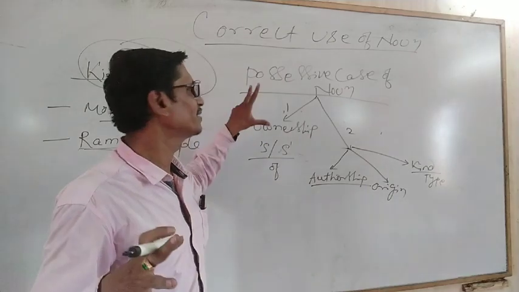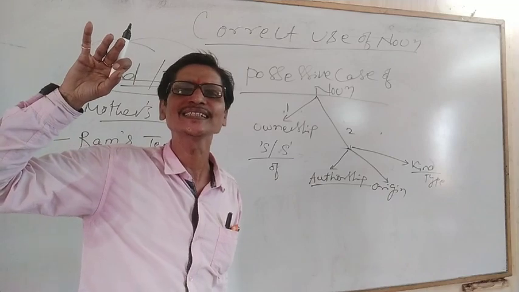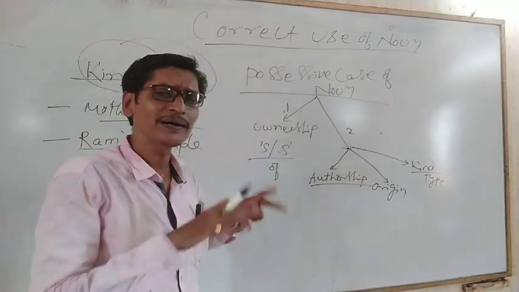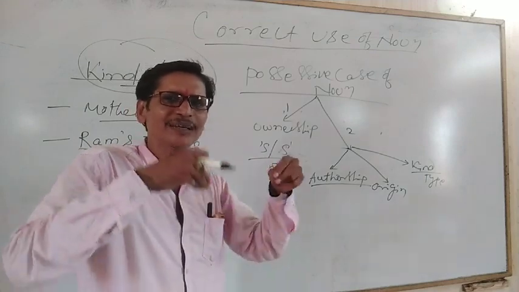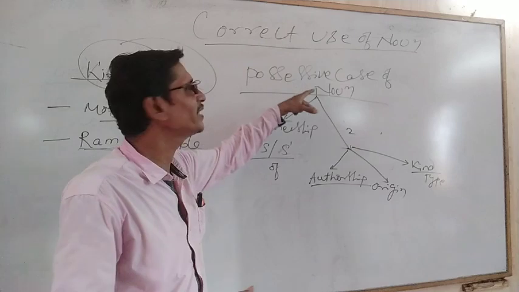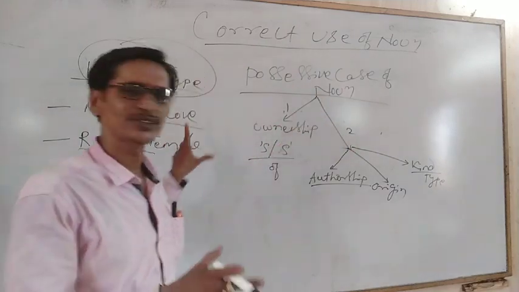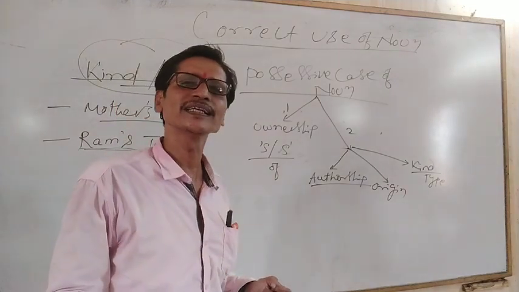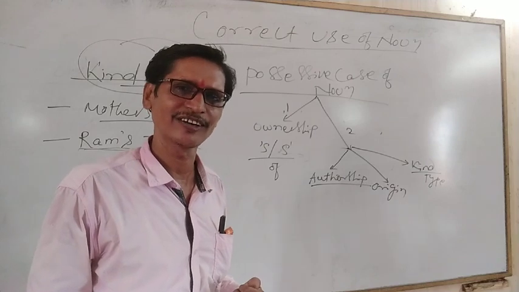And today we understood about the possessive case. Previously we understood different cases. Last class also we discussed the possessive case, but we did not discuss more. Today we discussed a little more about the correct use of noun and the possessive case. Next class we will discuss more things about noun and other parts of speech. For today, this much.